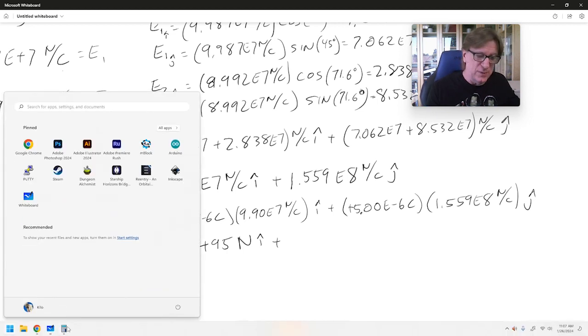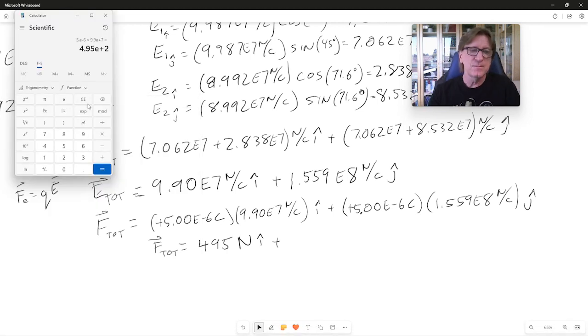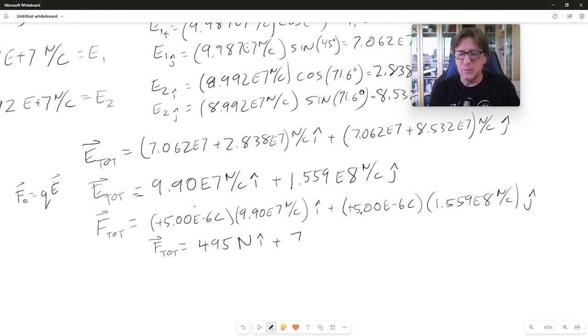And then for the J hat component, we will have 5.00 times 10 to the minus 6 times 1.559 times 10 to the 8th. And that gives us, we're only going to keep 3 significant digits since this is our final answer, 7.80 times 10 to the second. So 7.80 times 10 to the second is just 780. Again, coulombs cancel. I'm left with newtons, newton J hat. And that is the total force.